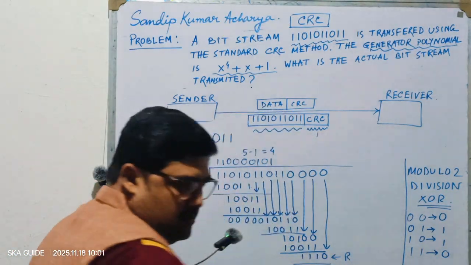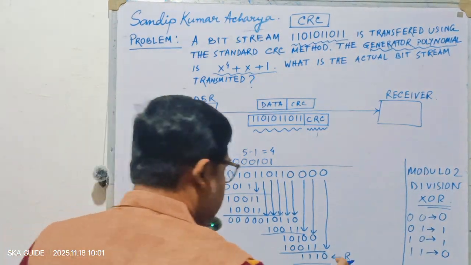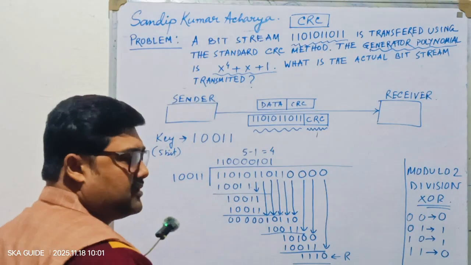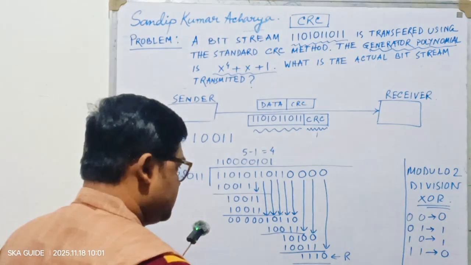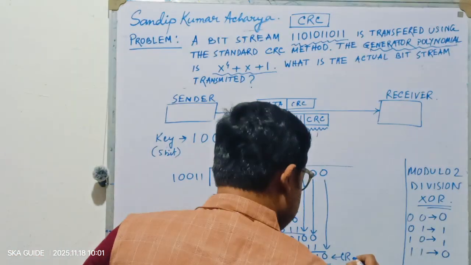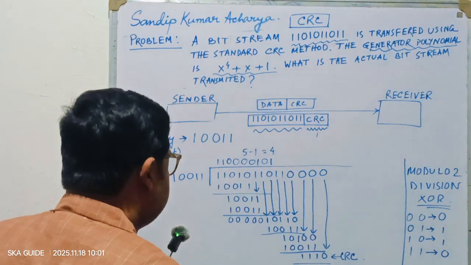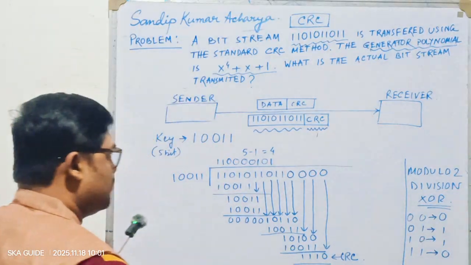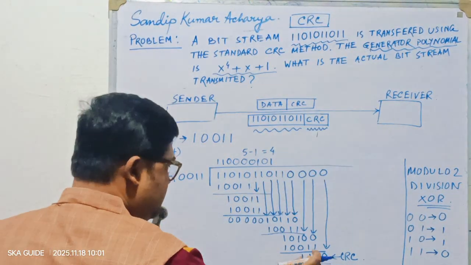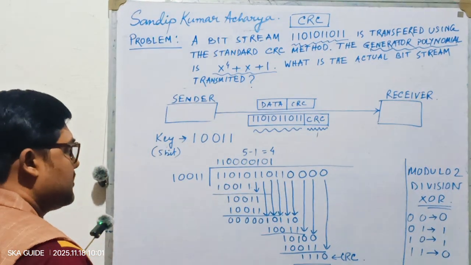Sorry, this is the remainder, and this is our CRC code, the cyclic redundancy code. So now the generator function has successfully generated this CRC code. We will replace this 1110 with this CRC code.